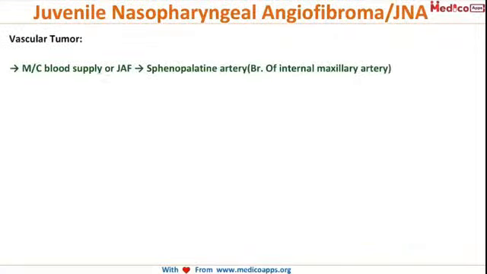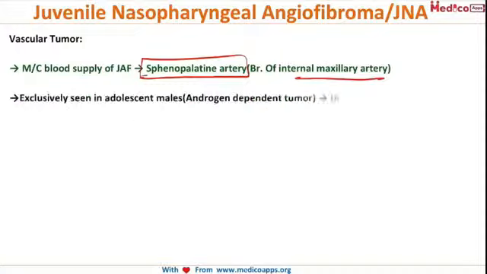Okay. Now, JNA is a vascular tumor. So, the most common blood supply of juvenile angiofibroma of the nasopharynx is the sphenopalatine artery, which is a branch of the internal maxillary artery. It is exclusively seen in adolescent males because, yes, it is an androgen dependent tumor.